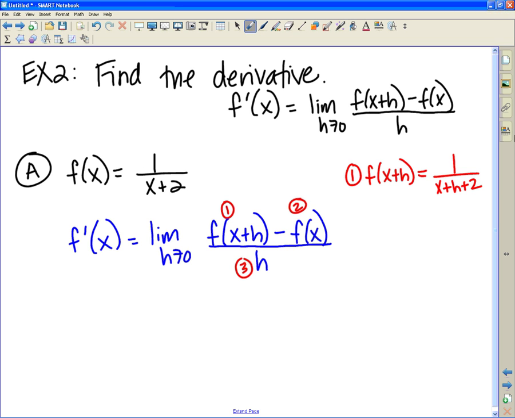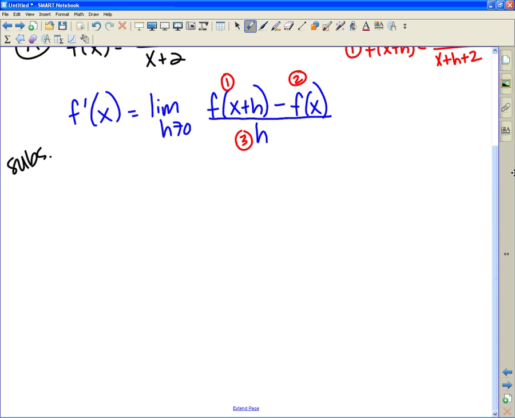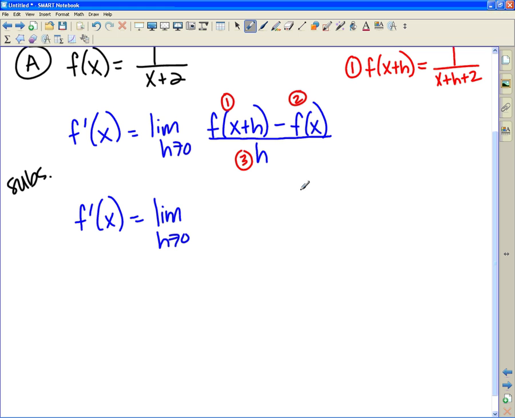So now it's time to substitute. Keep writing the whole thing. The derivative, f prime of x, is the limit as h approaches 0. We put in 1 over x plus h plus 2. That was my step 1. I'm going to subtract f of x. Remind me what f of x was again, Abby. 1 over x plus 2, divided by h.